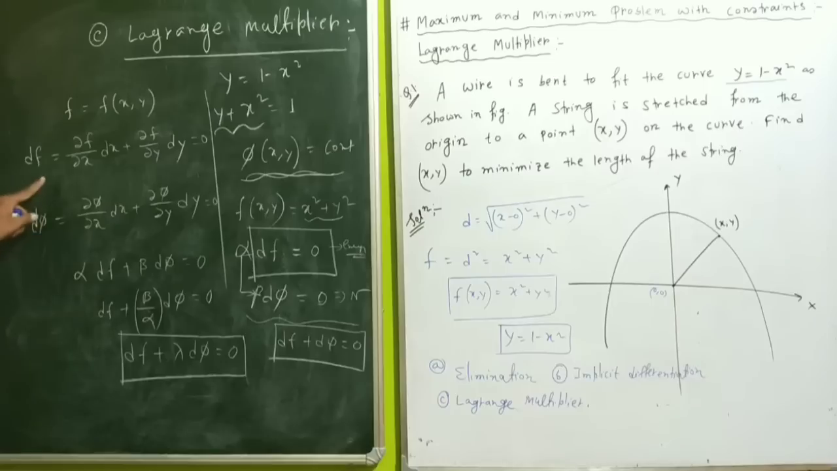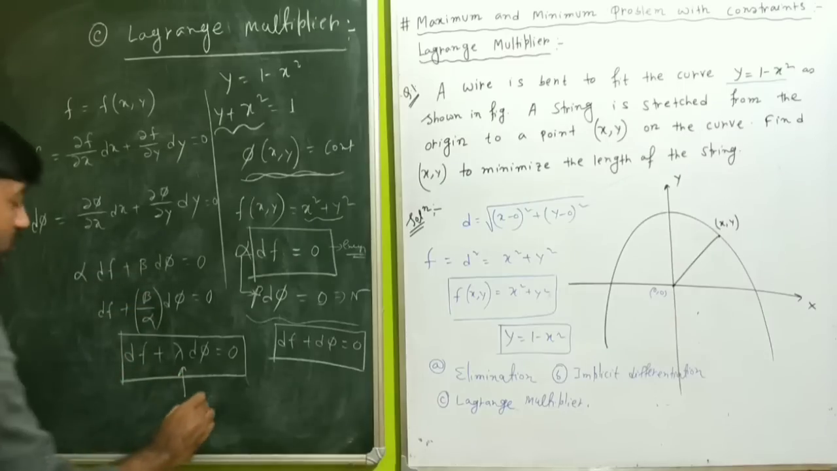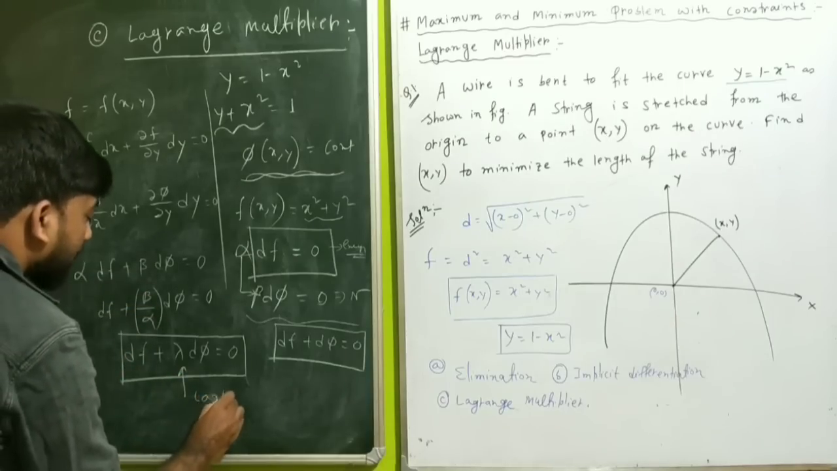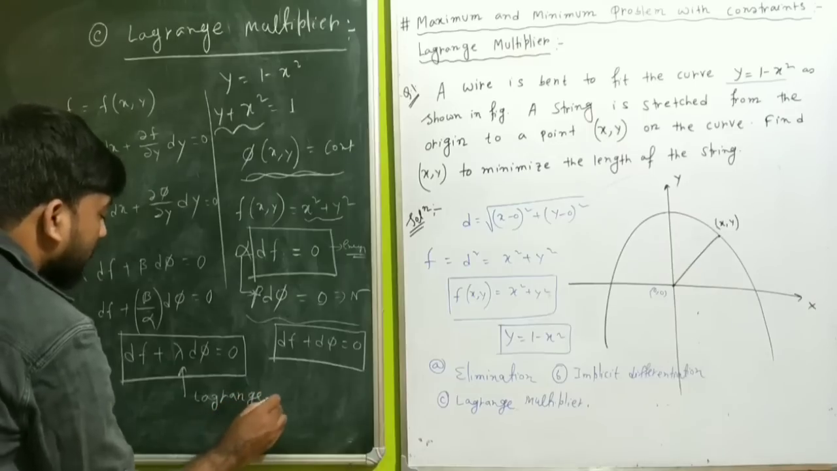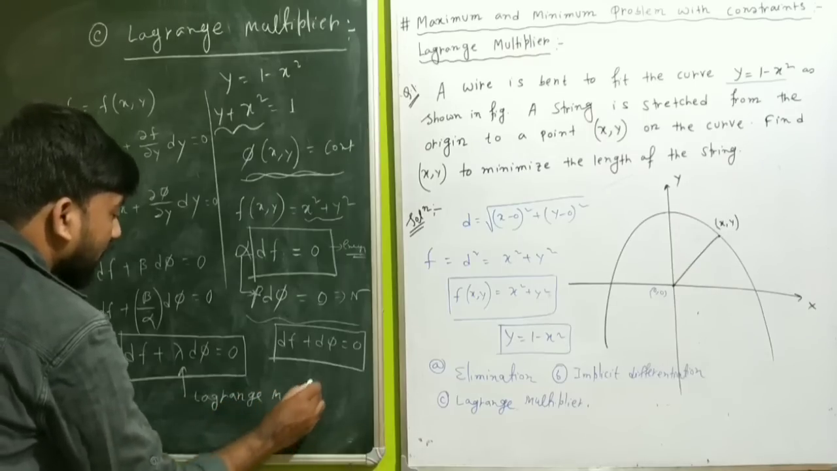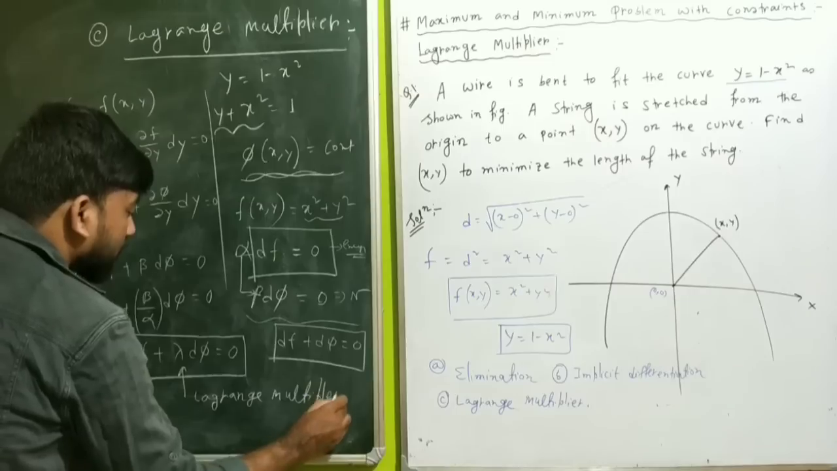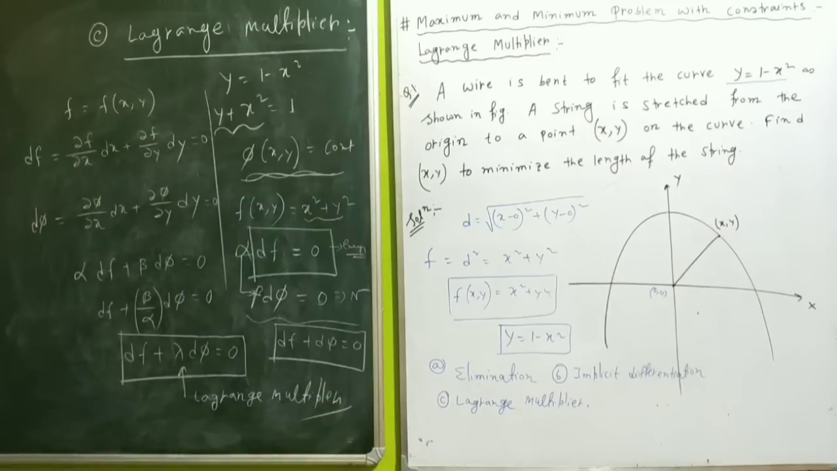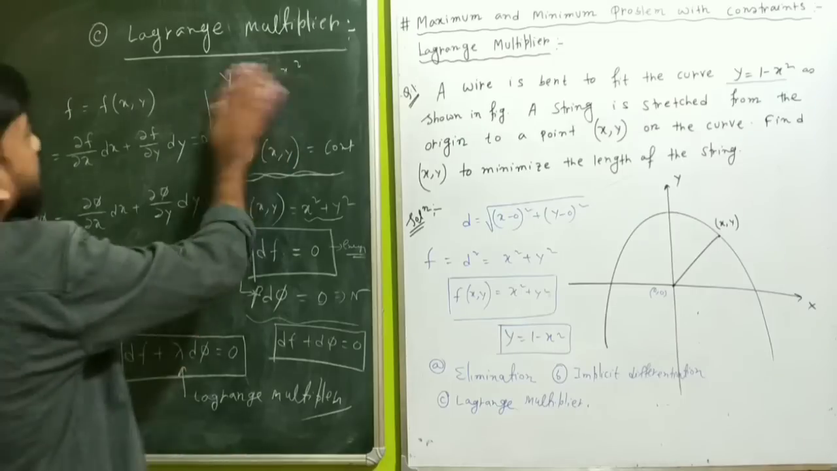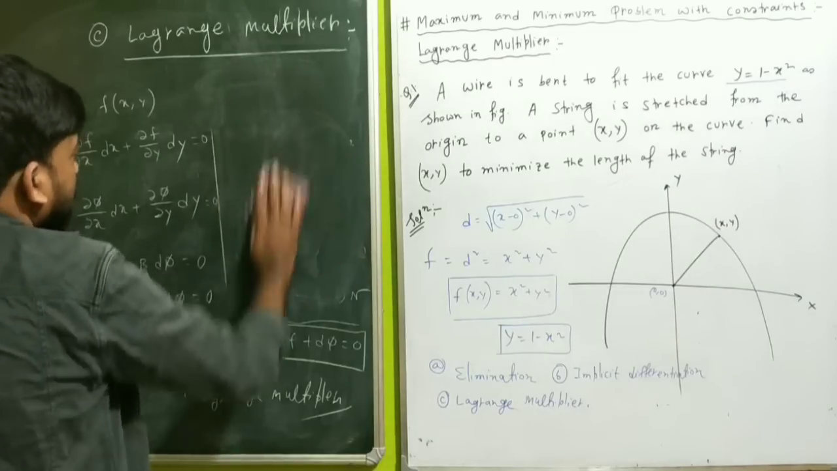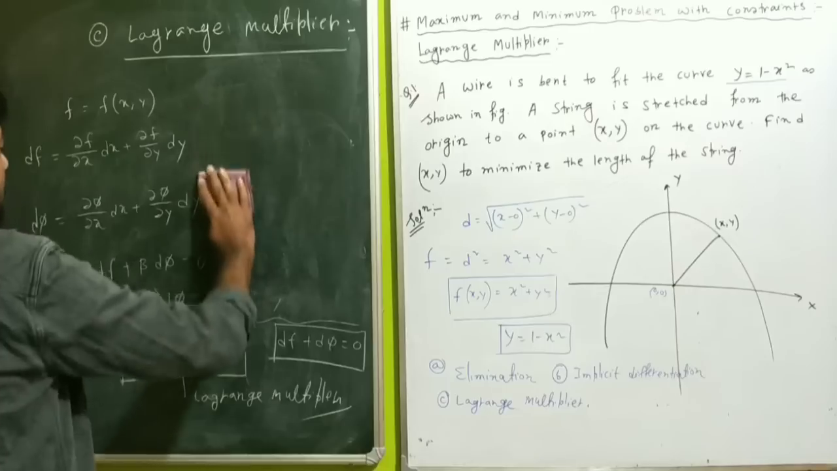Okay, so we have df and we have d phi. Now if you multiply this with lambda, then df plus lambda d phi is equal to 0, and this lambda is known as the Lagrange multiplier. This lambda is known as the Lagrange multiplier that we have to involve here. Okay, so what will we get finally?